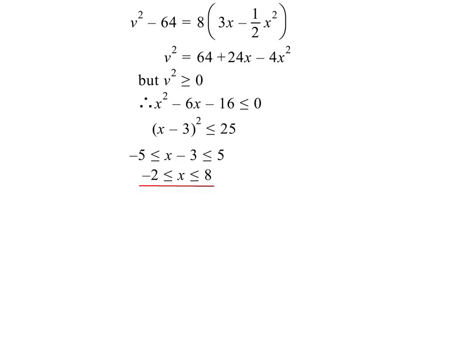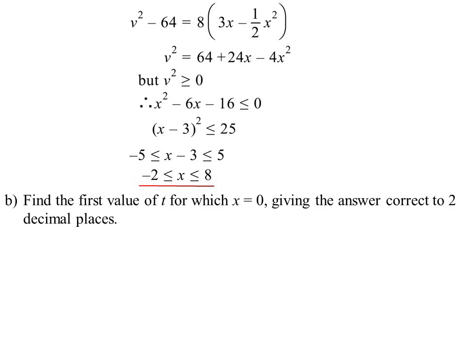So I know x minus 3 is in between minus 5 and 5, so x is in between minus 2 and 8. Find the first value of t for which x is 0. Now, make sure you use your reference sheet, okay? Like it's there. These formulas are there to remind you.